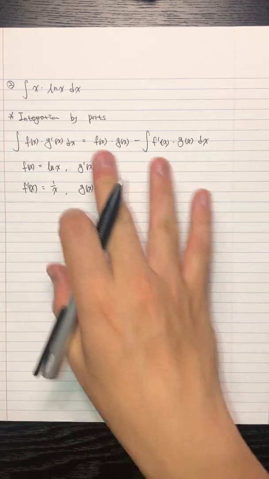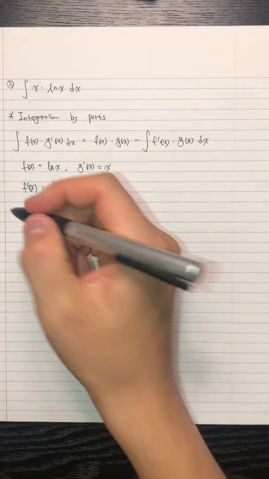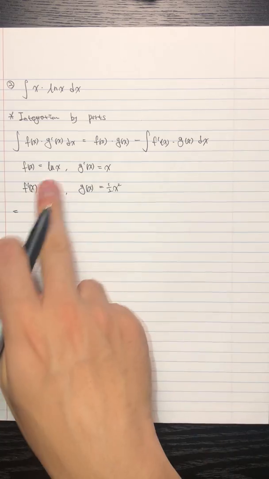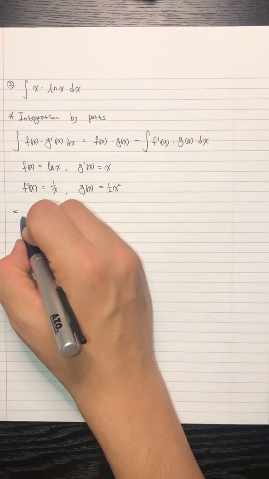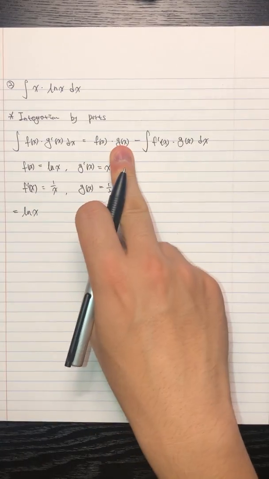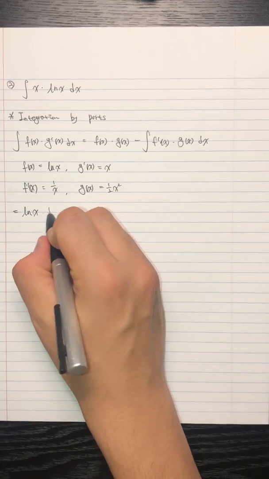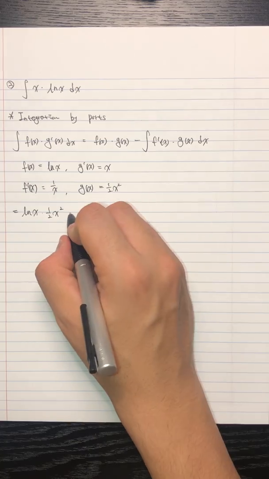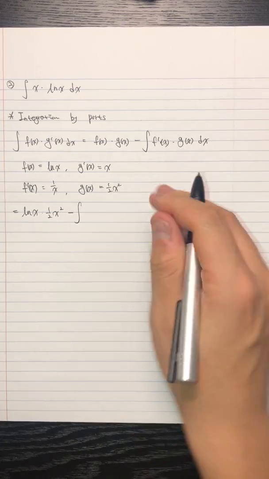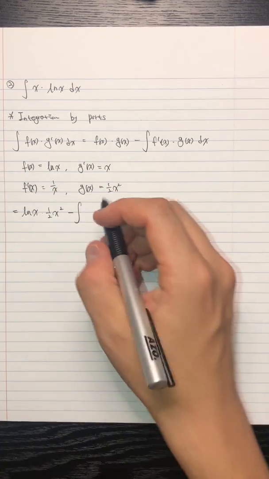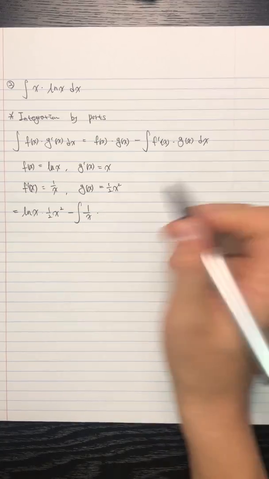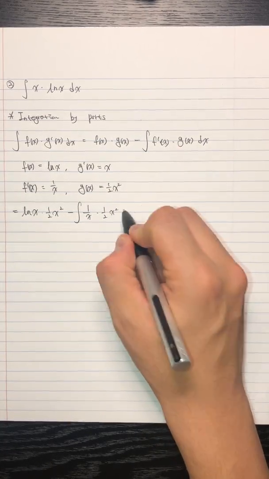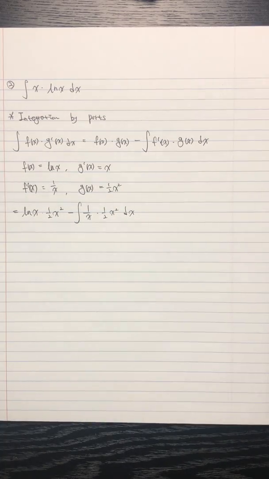So we can put all of these terms in here. f(x) is ln x and g(x) is 1 over 2 x squared, and minus the integral of f prime(x), which is 1 over x, times g(x), which is 1 over 2 x squared, dx.